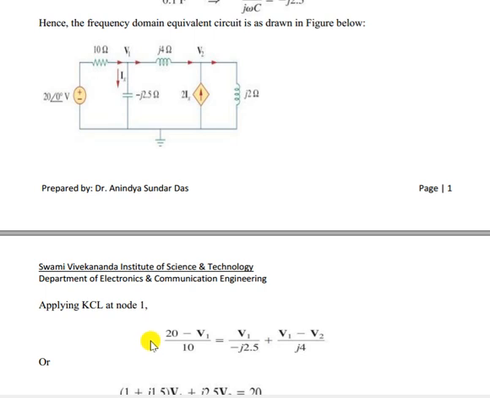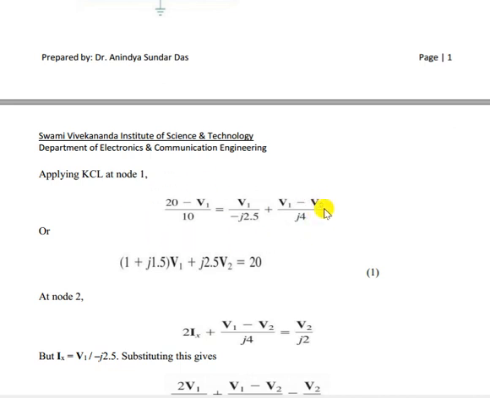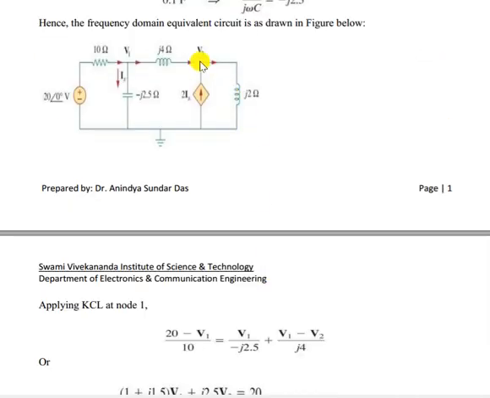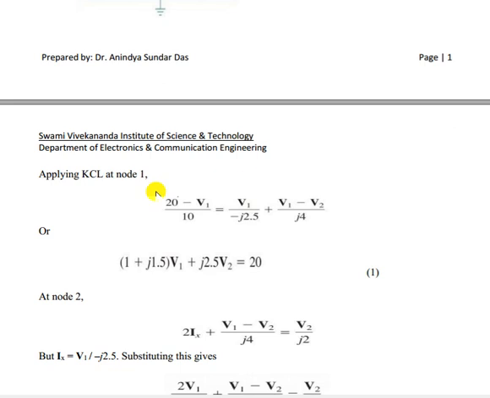So what we can write: 20 minus V1 divided by 10, that is the current entering, which we take as positive, and the other two currents are leaving. So entering current equals the summation of leaving current. Here we can write V1 minus 0 divided by minus j2.5, plus V1 minus V2 divided by j4. Now we can solve this equation and we will get this expression. Now for node 2, this solution is a little bit tricky, so we have to solve it cautiously. You can practice that and check whether you are getting this answer or not.